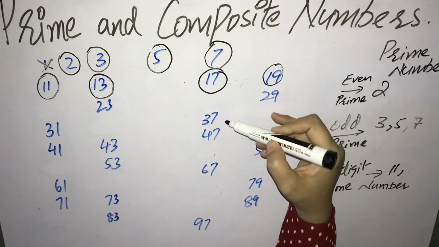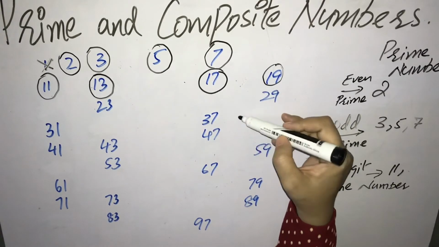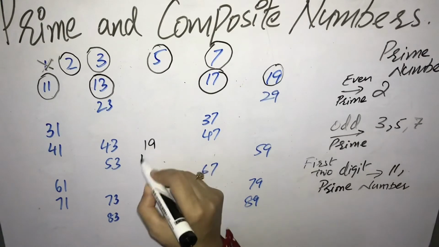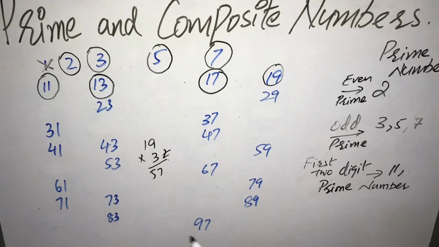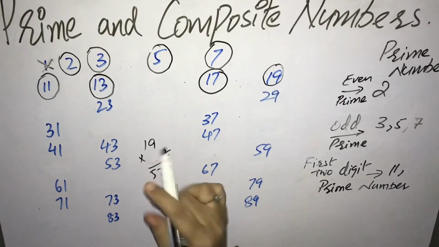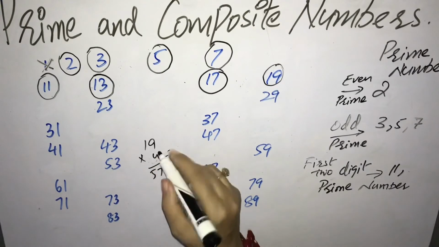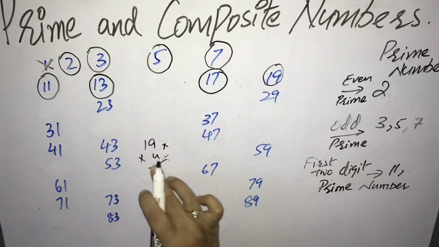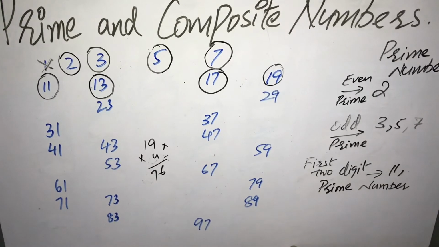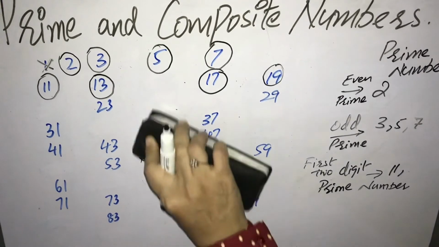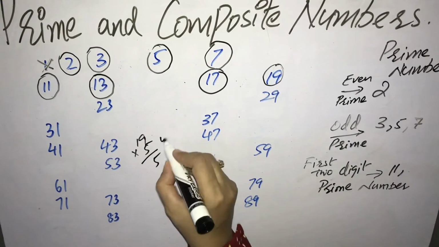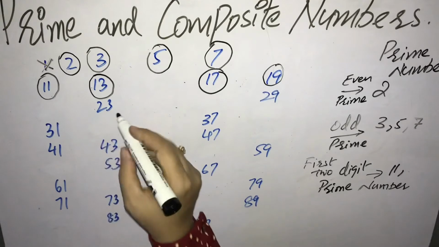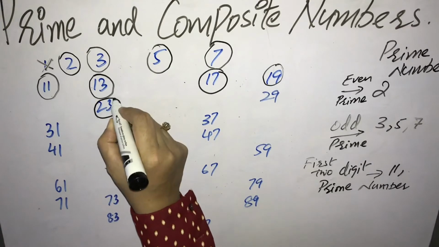19 twos are 38, sorry, it's not here, even number. 19 threes are 57, 57 was already in the table of 3, finished. 19 fours are 76, even number. 19 fives are definitely a multiple of 5. So all the multiples of 19 are also finished. Now 21 is in the table of 3. 23, the next odd number which is prime.